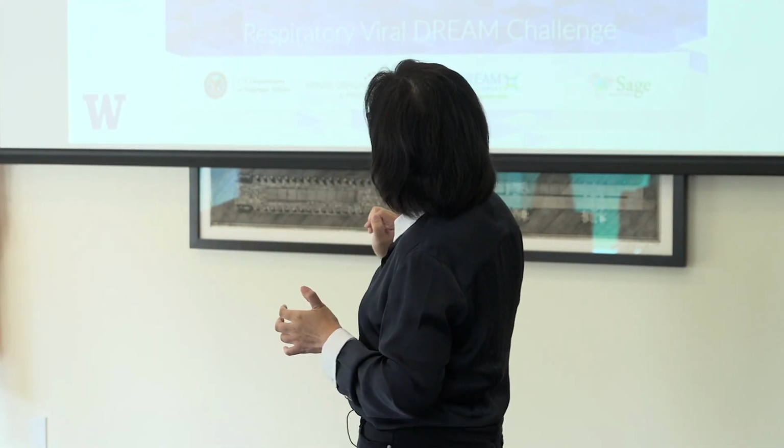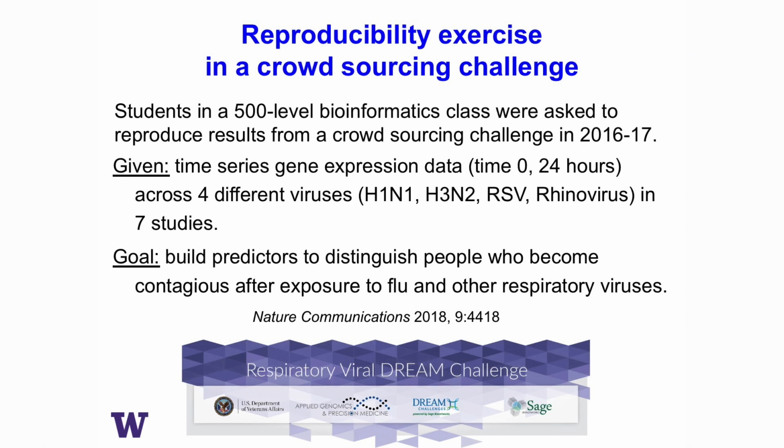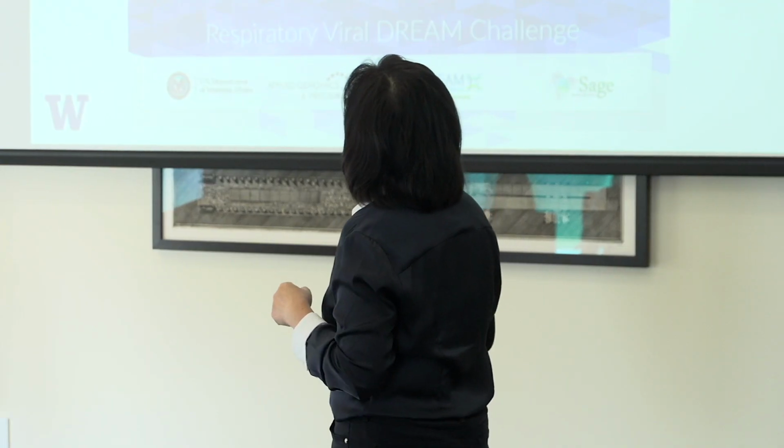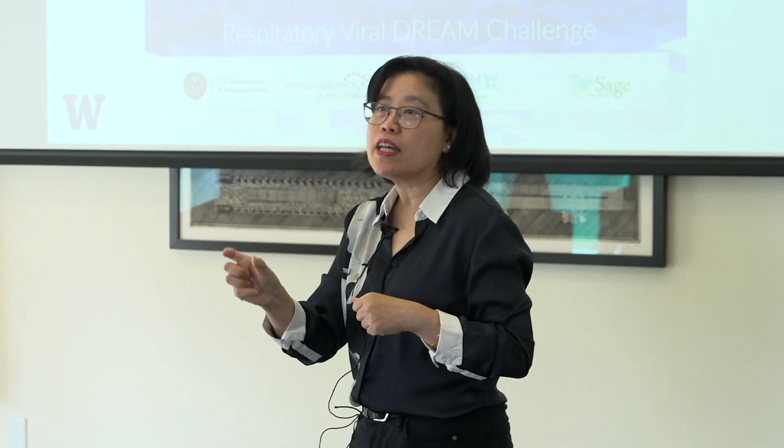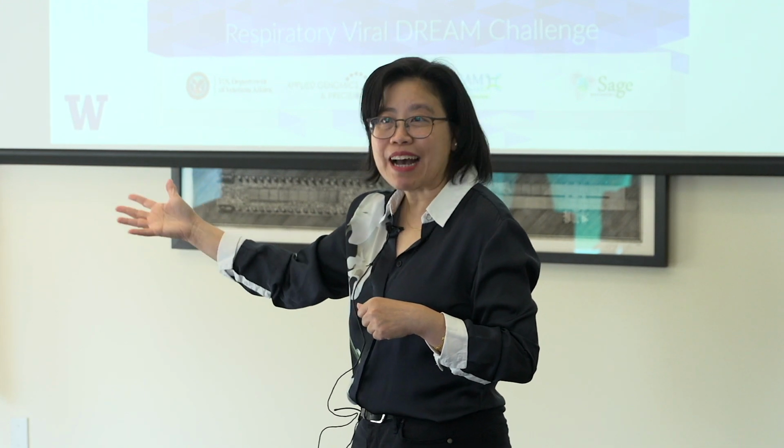This project is called the Respiratory Viral Dream Challenge. What they gave us were time series gene expression data. You can think about these as giant spreadsheets. We have 2 different time points, and these data measure the activity levels of tens of thousands of genes over time after people get infected by different viruses. They were looking at 4 different viruses, H1N1, H3N2, RSV, and rhinovirus, in 7 different studies. The 2 time points are time 0, which is before infection, and 24 hours, which is 24 hours after infection.